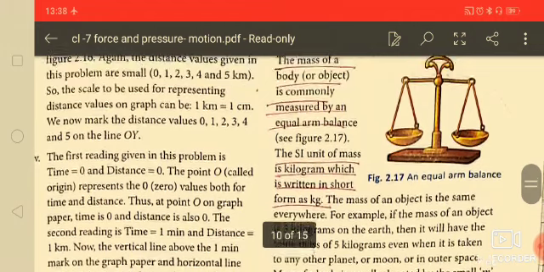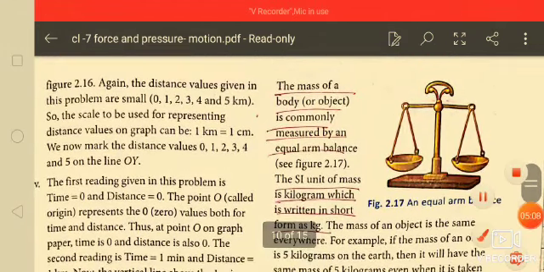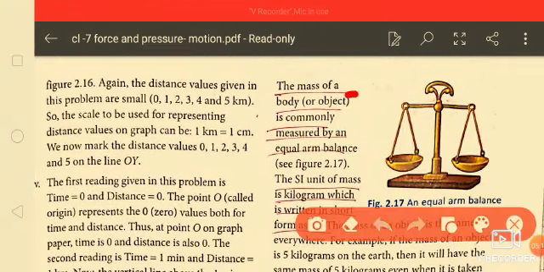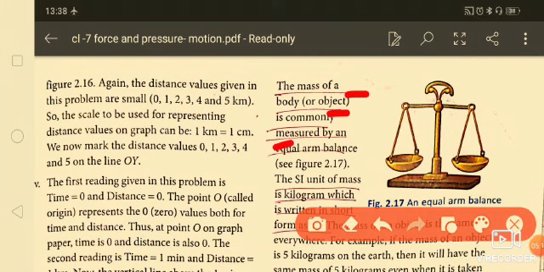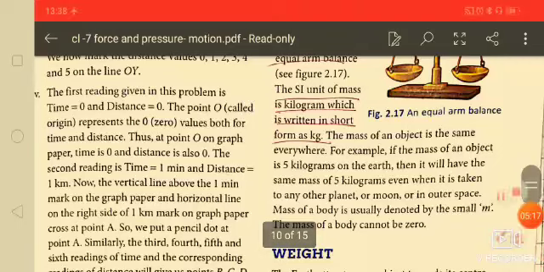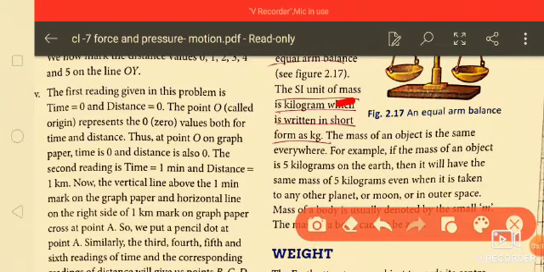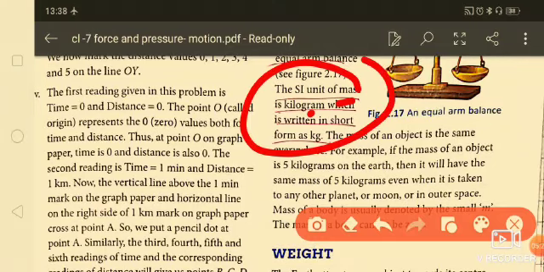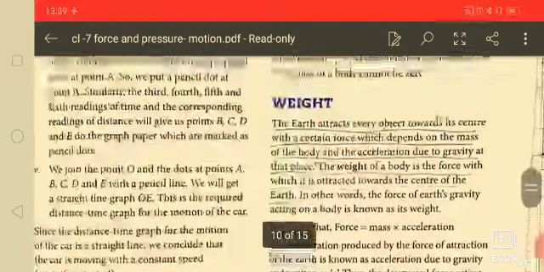Here you are seeing an equal arm balance. The mass of a body is commonly measured by an equal arm balance. You are seeing this in the figure, and the SI unit of mass is the kilogram, written in short as kg. It is very important. Then the next one is weight.